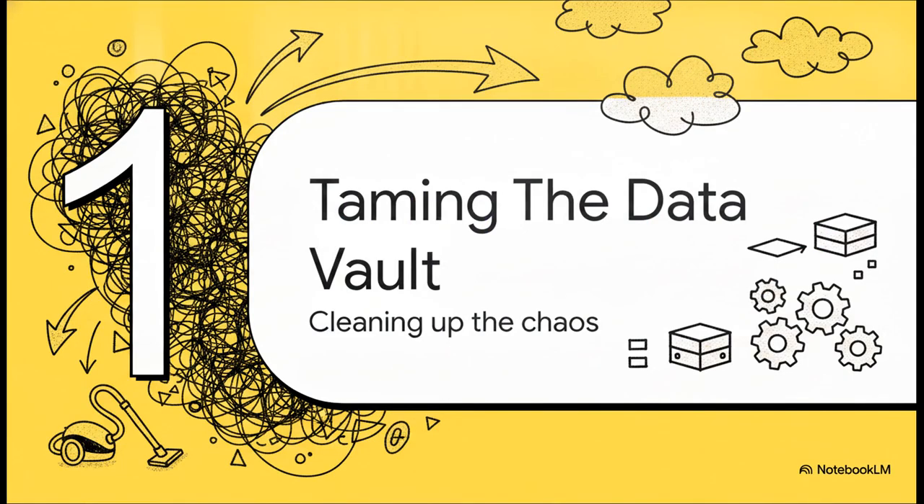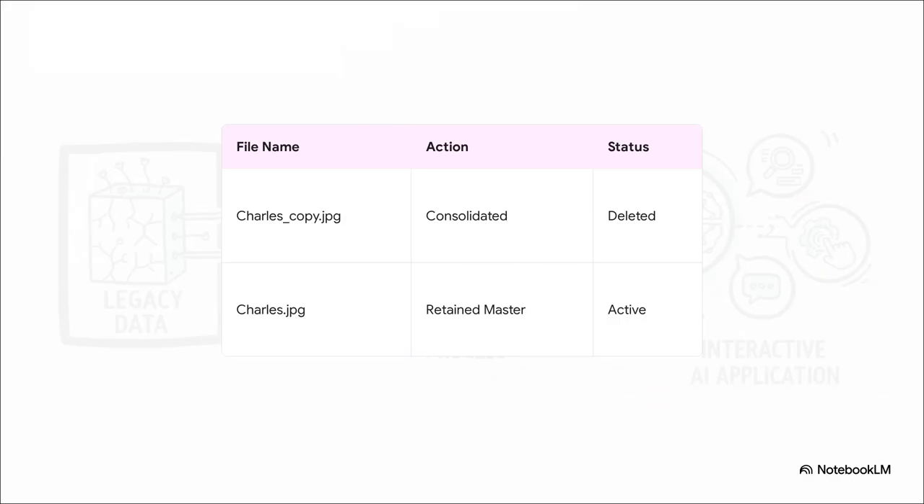All right, part 1, taming the data vault, cleaning up the chaos. Every great data project starts by cleaning up the mess. In this case study, that means resolving a massive amount of duplicated media. Imagine overlapping folders, like these Atkinson Media ones, that have just mirrored themselves over the years. Now, nobody wants to manually click through thousands of images, so an automated parser utility steps in.